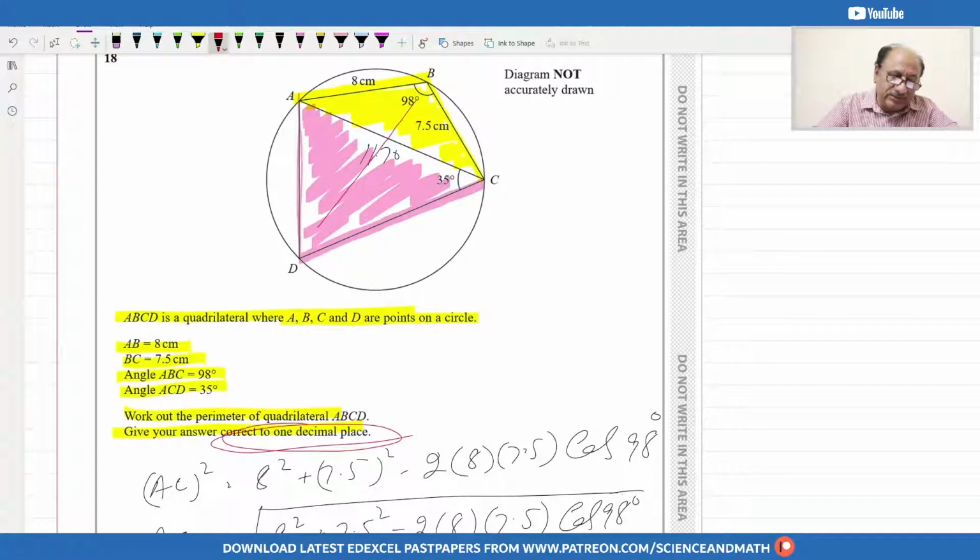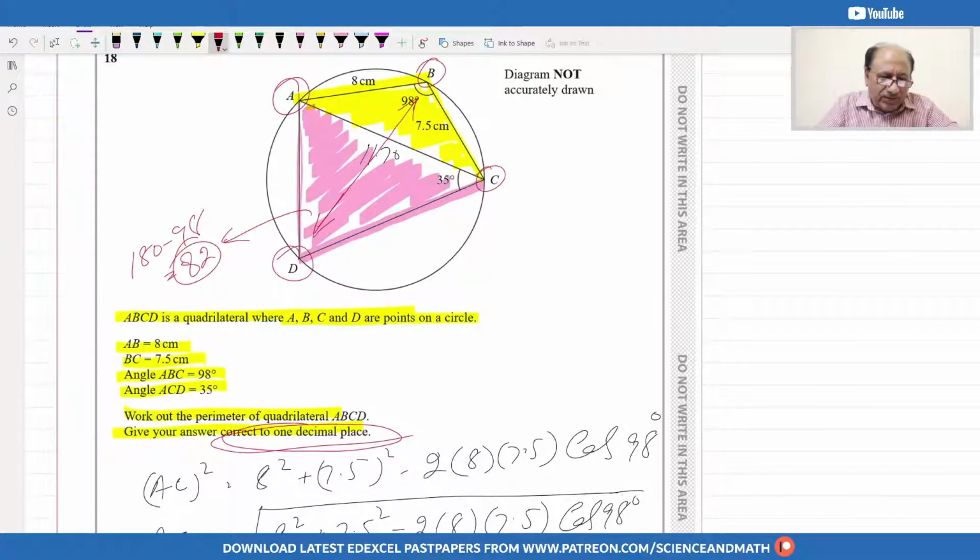This is a cyclic quadrilateral, because A, B, C, D are vertices of the quadrilateral on the circumference. So the opposite angles should add up to 180 degrees. So this angle will be 180 minus 98, which is 82. Now we have two angles, the third angle we can also find, and we have the measurement 11.70 as well.